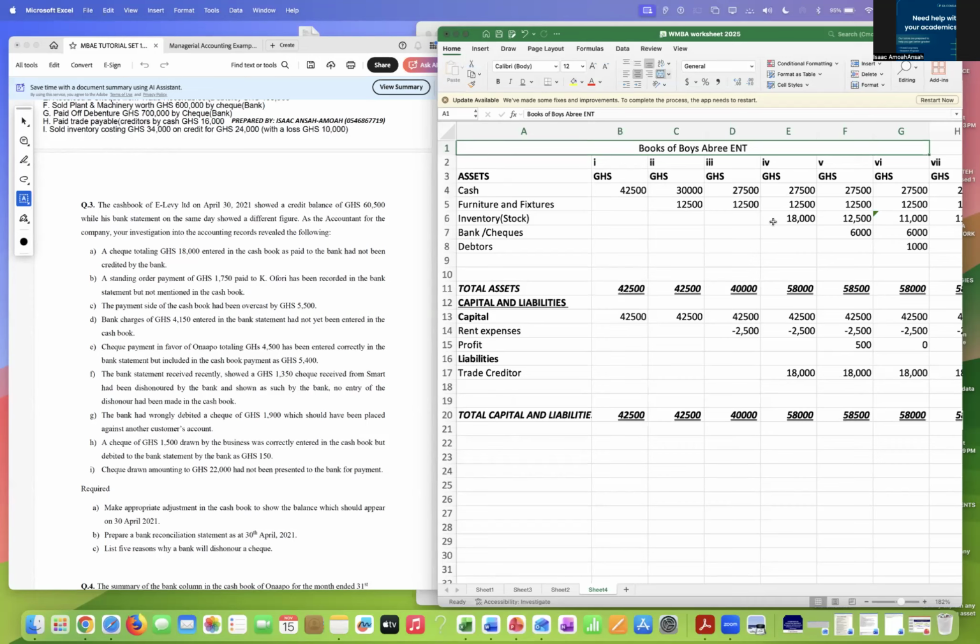Some of the items here had the dual effect, especially when we bought furniture. Look at it. When we bought furniture with cash, we reduced cash. If we are reducing cash, it means we are crediting the cash account. And we increased the furniture account. The furniture account increased because we debited the furniture account, right? So that is the double entry principle. Yes. Right, that's the double entry.